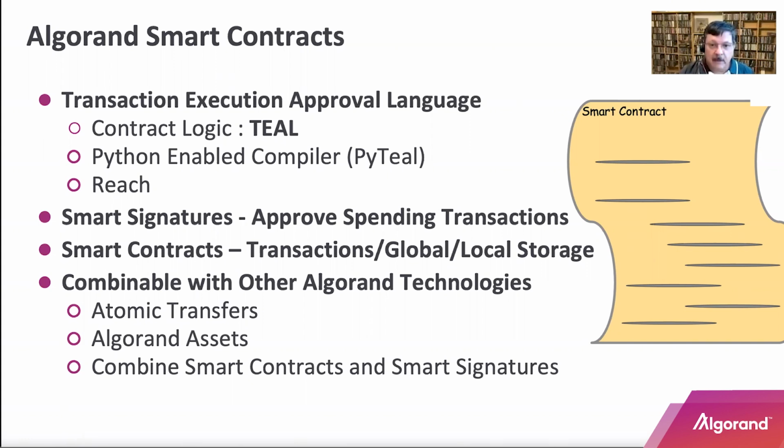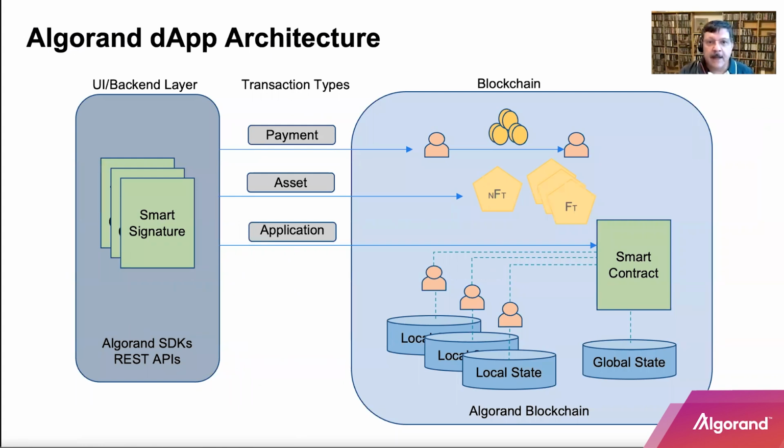These are all combinable with Algorand technologies of atomic transfers and ASAs, and you can combine smart contracts and smart signatures too. So this is a dApp, distributed app, architecture. You have smart signatures, perhaps doing some signing. You can use the Algorand SDKs and APIs to do this. And then you have different transaction types that are supported: payments, assets, applications. And then you have your fungible tokens or non-fungible tokens. These are payments between accounts. And then you also have smart contracts, which would be the applications, right? Providing information either to local state or to global state on the blockchain.